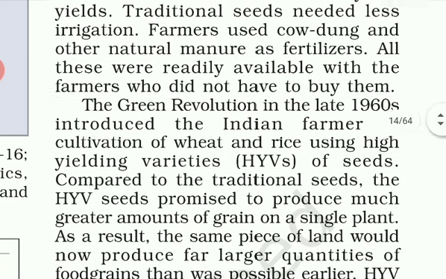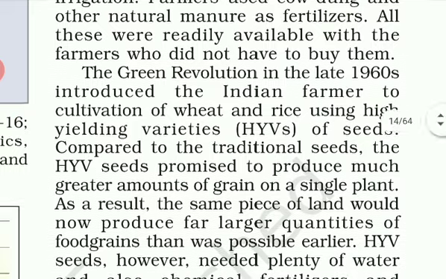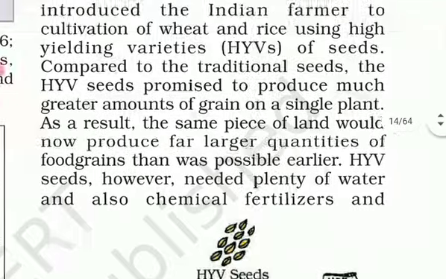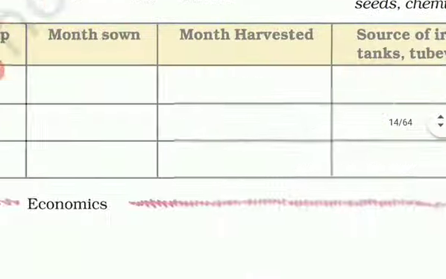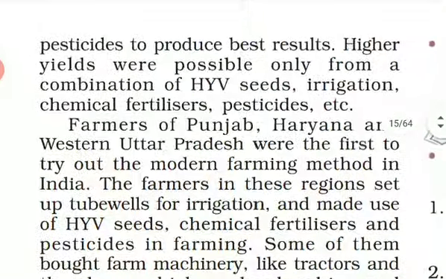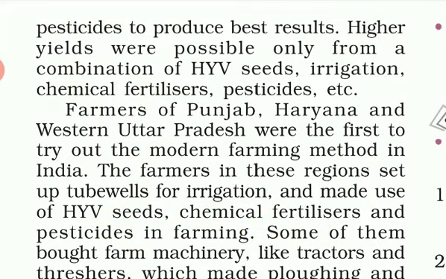How? By using high yielding variety of seeds, and with that using chemical fertilizers, plenty of water and pesticides to produce best results. So, higher yields were possible only from a combination of HYV seeds, irrigation, chemical fertilizers and pesticides.